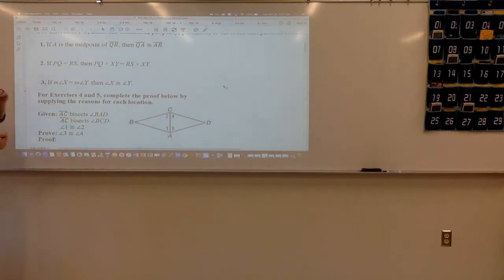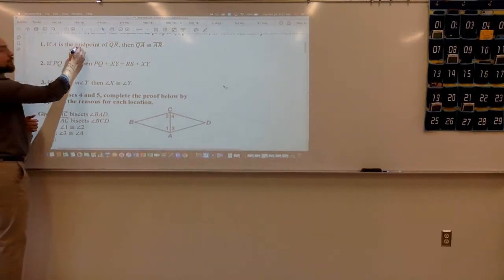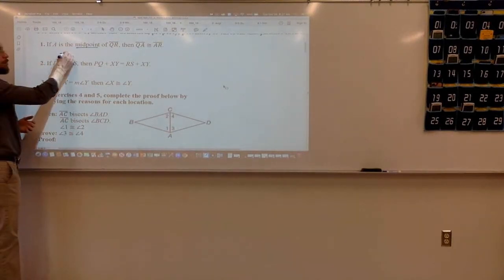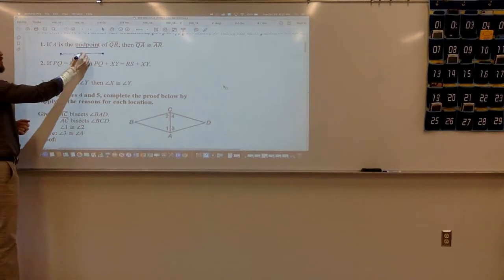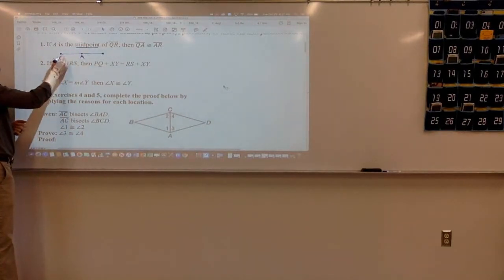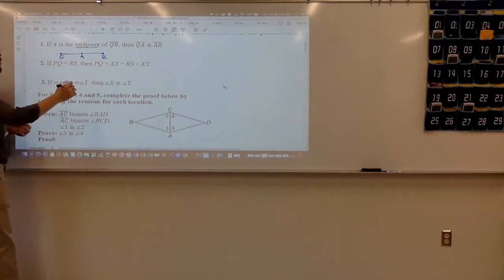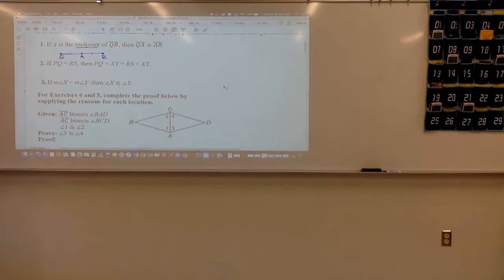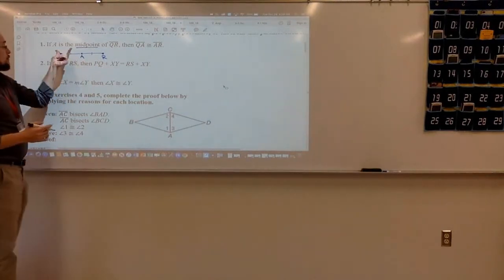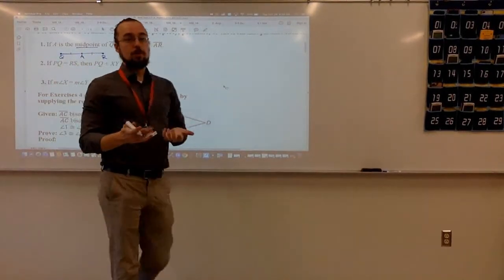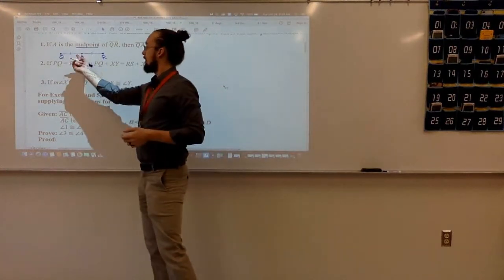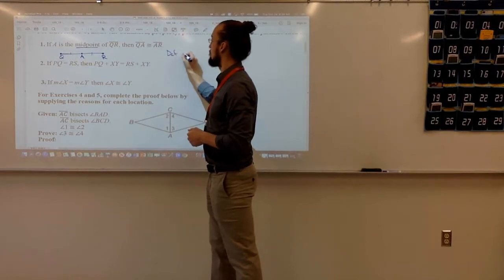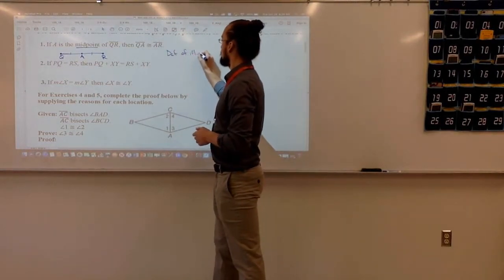So in number one, it says if A is the midpoint of QR. Okay, so on something like this, it'd be helpful to sketch out what's going on. So we're saying that A is the midpoint of Q and R. Then that means that these two segments are the same. Okay, they're congruent to each other. Well, the reason we're allowed to say that is that's just what it means to be a midpoint. Right? If I have a midpoint, then that cuts the segment in half. So number one is definition of midpoint.